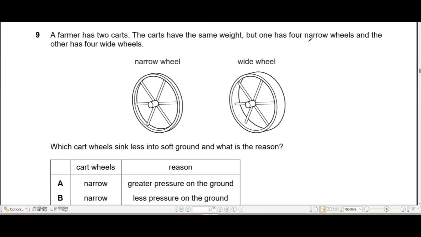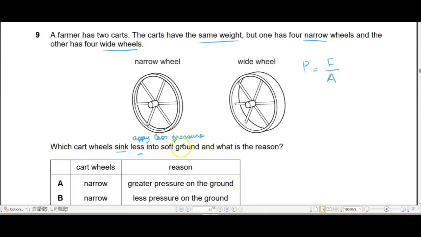Question number 9. A farmer has two carts. The carts have the same weight, but one has 4 narrow wheels and the other has 4 wide wheels. Which cart's wheels sink less into soft ground, and what is the reason? Acha. Over here we are talking about pressure. So pressure is equal to force over area. So pressure is inversely proportional to the area. They want something that should sink less. That means it should apply less pressure on the soft ground.